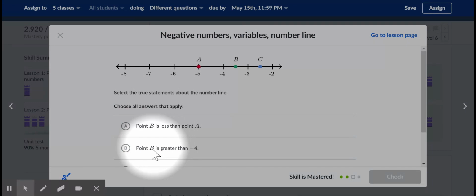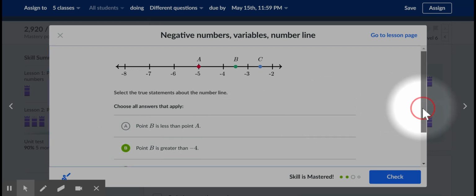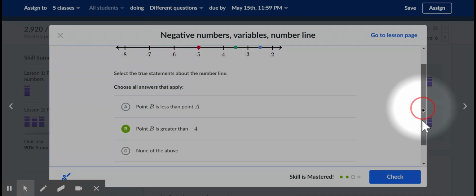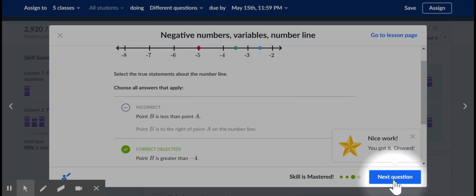And then here it says point B is greater than -4. So B is in front of the -4. So that means B is actually greater. And then let's just check. It's usually none of the above for next. So, okay, just B. So really you're just looking at their placement on the number line.